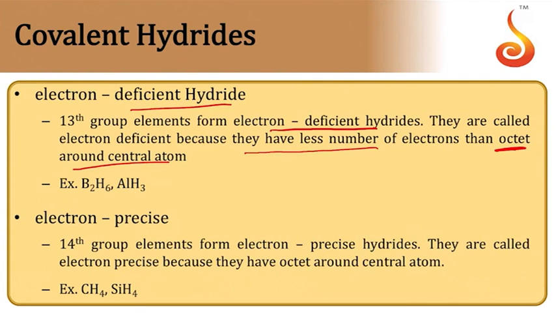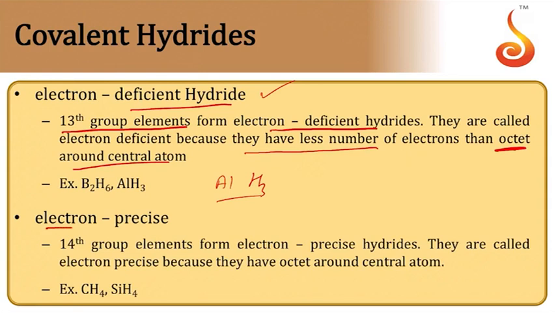So when you take the AlH3 molecule, we have only 3 bonds present here. 3 bonds means we have only 6 electrons around aluminium. It has 2 electrons less than the octet configuration. Therefore, these molecules act as Lewis acids because they are electron deficient in nature. So 13th group elements form electron deficient hydrides.